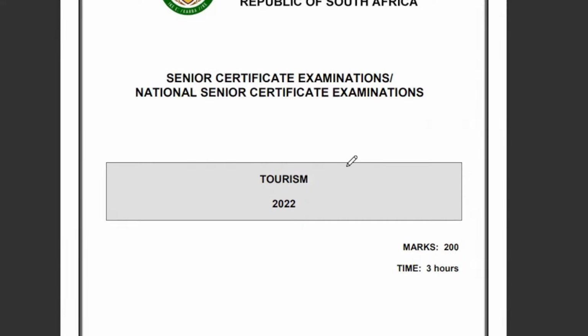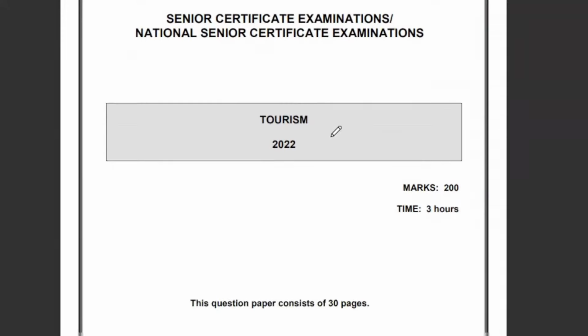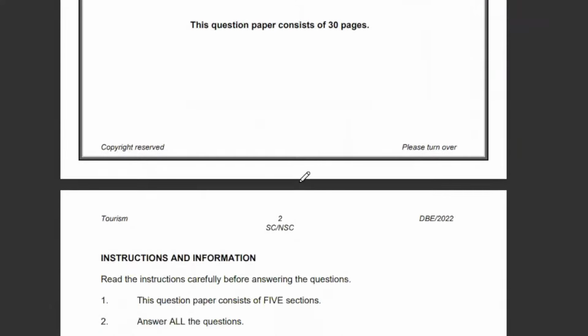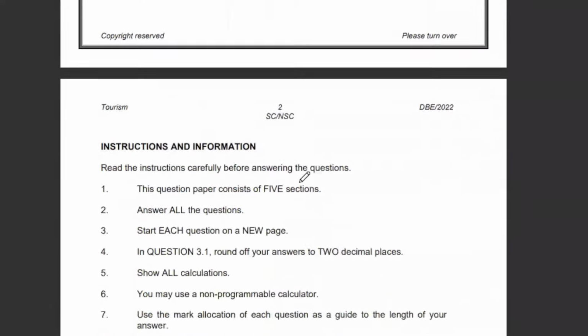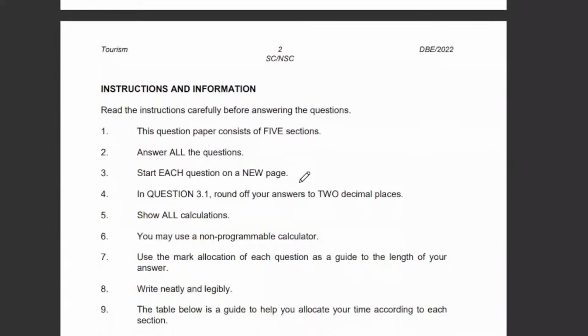Here, let me just take you through the instructions first. This paper is a very long paper. It consists of 30 pages. When it comes to the instructions and the information, it consists of 5 sections, and all questions are compulsory.